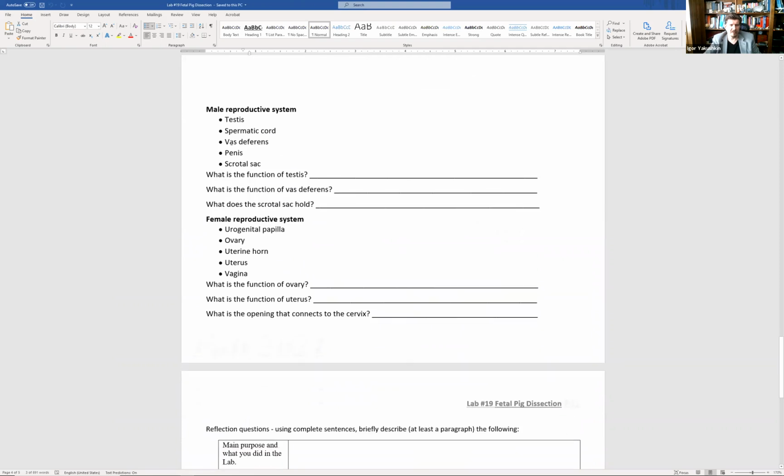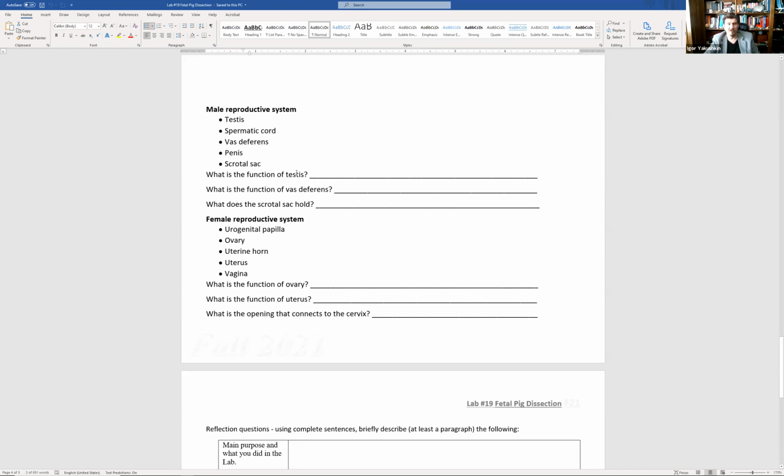Now, testis, spermatic cord, vas deferens, penis, scrotal sac. Scrotal sac is outside. It's basically where the testis will be located. Testis will be connected to the spermatic cord, and vas deferens, we'll talk about that, to the penis. And this is what basically vas deferens does, taking the sperm out from the testis to the penis.